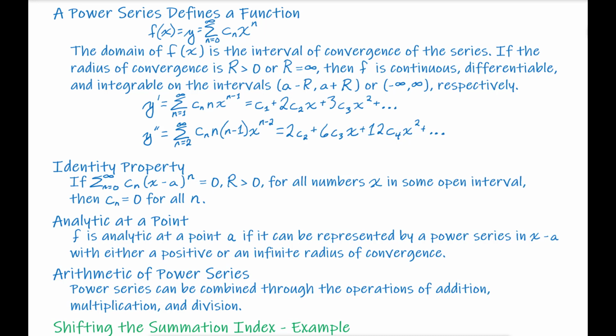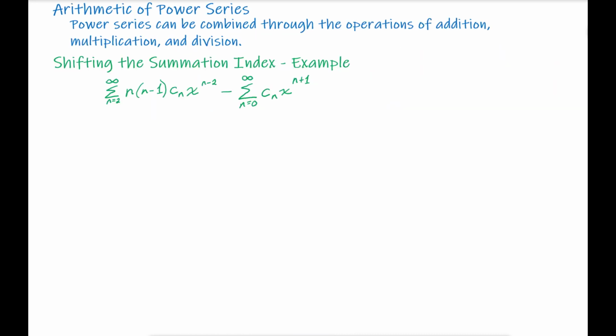The tricky part of this is that we have summation notation to deal with, and they're infinite sums, so we can't possibly write out all of the terms. So we need to figure out how to combine summation notation. And what better way to figure out how to combine summation notation than taking a look at an example? So we're going to take a look at an example where we'll be shifting summation indices.